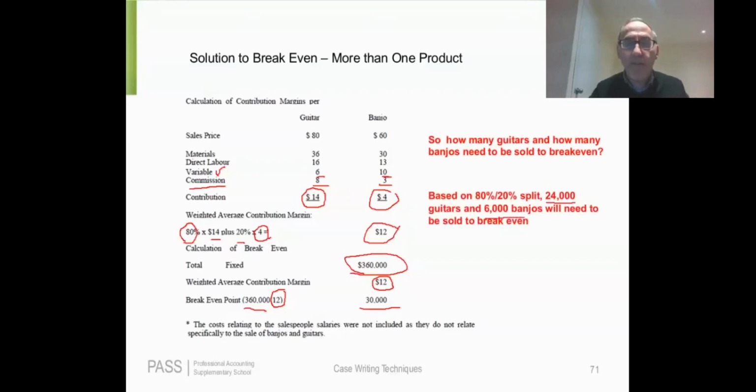I simply took my 30,000 total number of string instruments that I need to sell, and I multiplied by 80% to get the number of guitars. 80% of 30,000 is 24,000. I then took 20% times 30,000, and that gives me 6,000 banjos. So 80% of our sales are guitars. So we need to sell 24,000 guitars, and then we only need to sell 6,000 banjos based on 20% times 30,000.